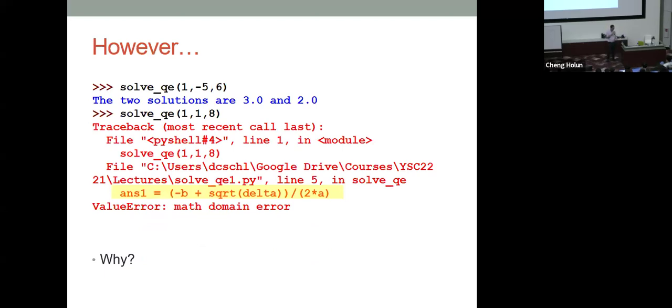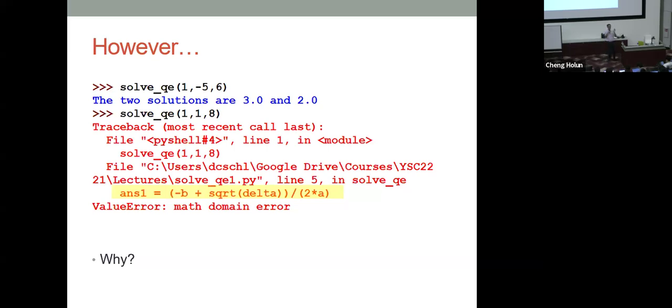I want to solve 1, -5, 6, that is okay. But I want to solve 1, 1, 8. It gives me all the red error message. What's wrong? Yes, delta less than 0. Okay, good. You guys remember your math from high school, okay?